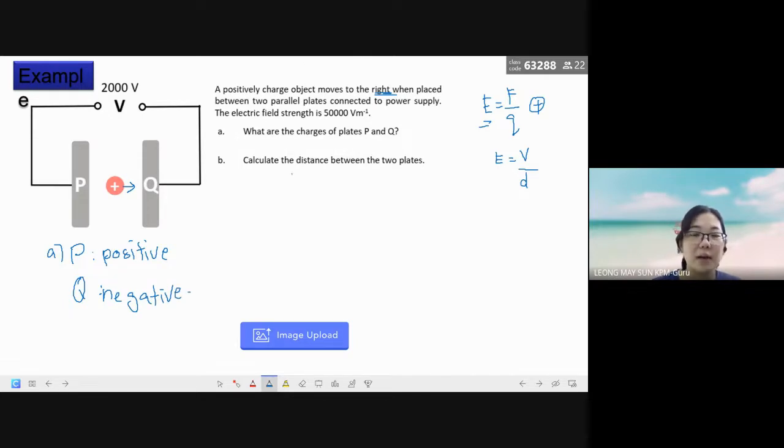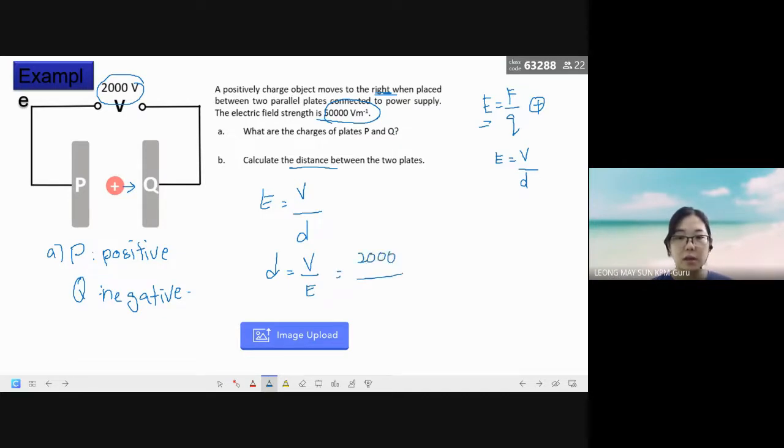Okay. So now the question says calculate the distance between the two plates. We have the potential difference, 2000 volts. The electric field strength is 50,000 volts per meter. So using the formula, electric field strength equals the potential difference over the distance, my habit is to put the distance as the subject first: potential difference over electric field strength. So that would be 2000 divided by 50,000. So cancel, cancel, cancel. So how much is this?